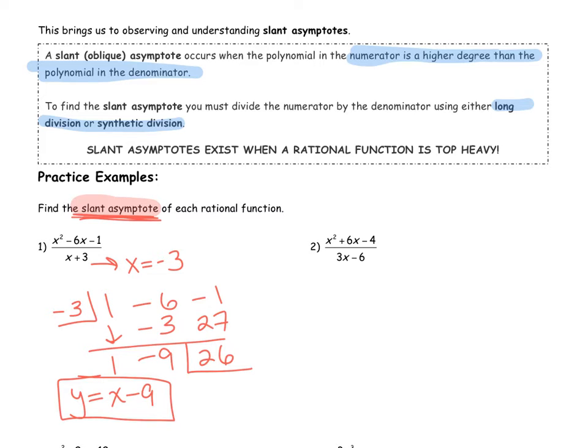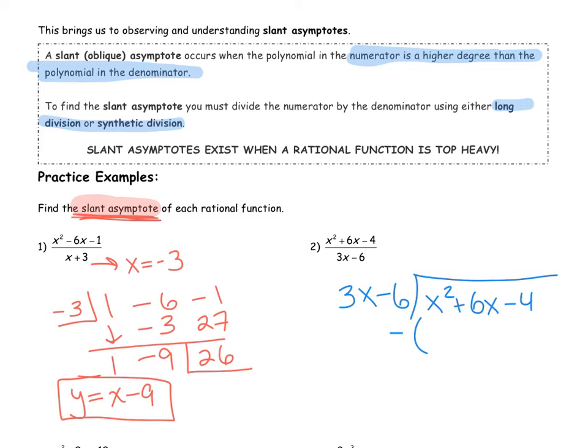Let's look at question number 2. Again, this is going to be top heavy, so we know that there's no horizontal asymptote and that a slant asymptote exists. Again, we're going to do long division or synthetic division on this. Since I did synthetic division before, I'm going to do long division for my second example. So I have 3x minus 6 getting divided into x squared plus 6x minus 4. Just to walk through the steps on long division, you can fast forward through this if you already know how to do this, or you can pause the video and do this yourself.